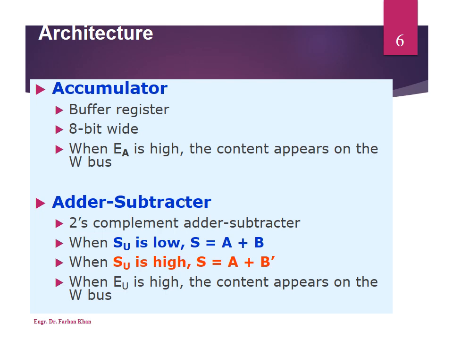The next component is the accumulator. It's a buffer register. It's 8 bits wide, so it can hold an 8-bit number at a time. When EA is high, the content appears on the W bus.